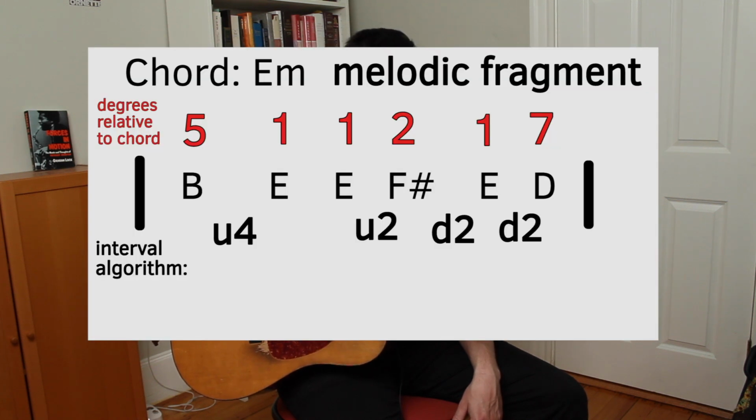We start on a note, B in this case. We go up a fourth. We repeat the note. We go up a second, back down a second, and then back down another second to a D. Up a fourth, same note, up and down a second. That's it. Now let's take it a step further.